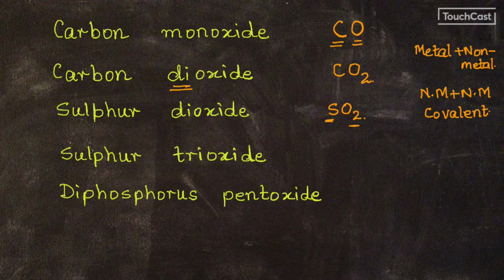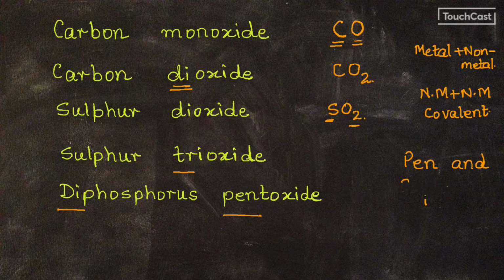So try naming sulfur trioxide and diphosphorus pentoxide. Try it. Pause the video. Write the formula. This channel is all about pen and paper. Right? So I would want you to keep writing down the notes, whatever you see on your screen. I'm waiting for you to write. Go ahead.